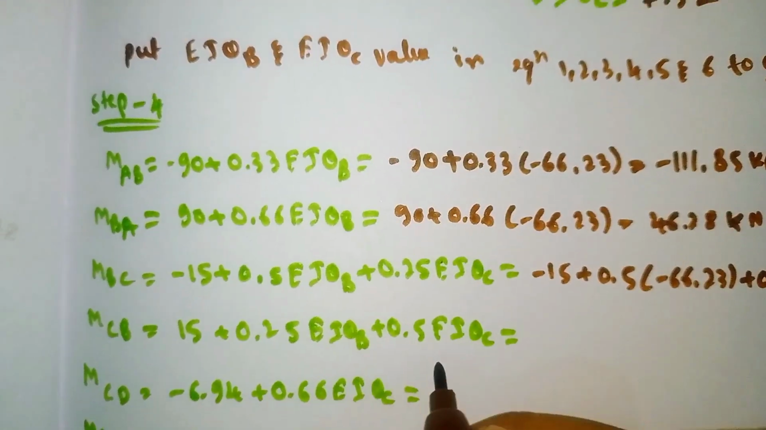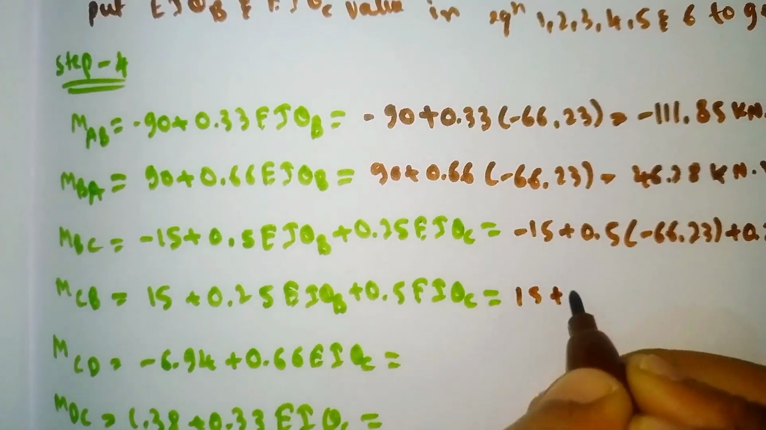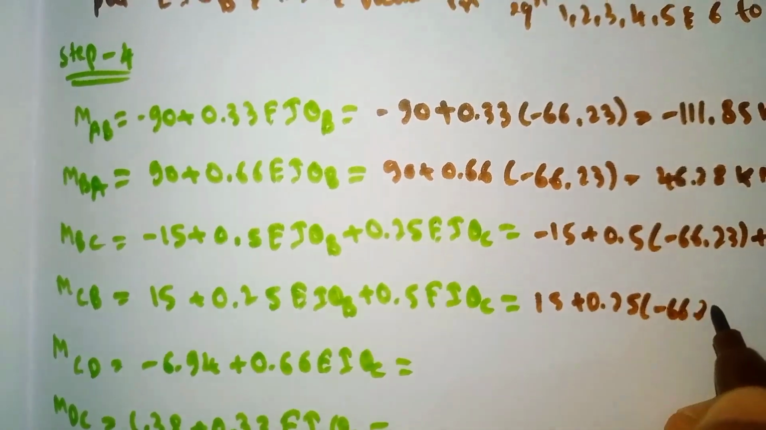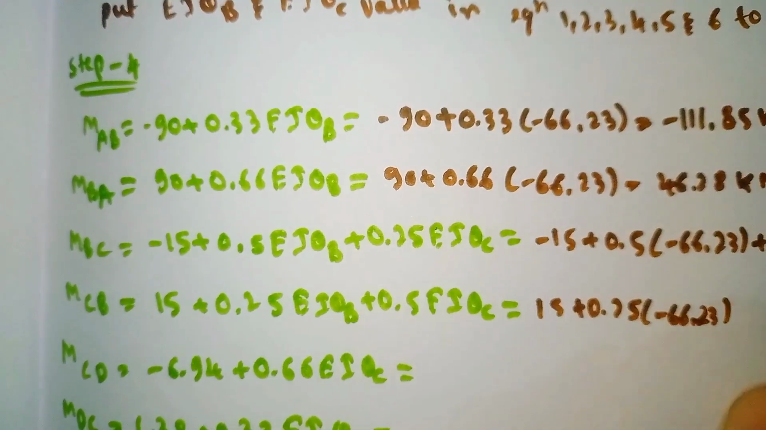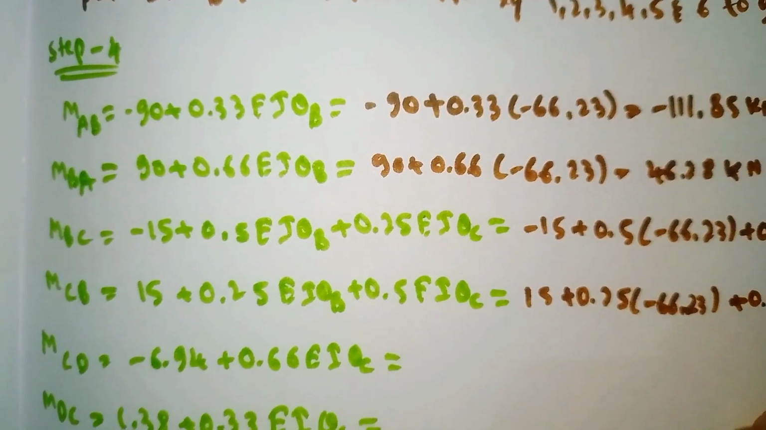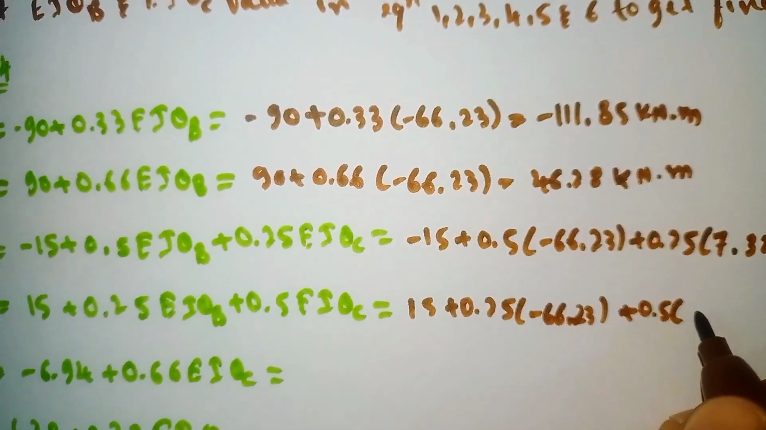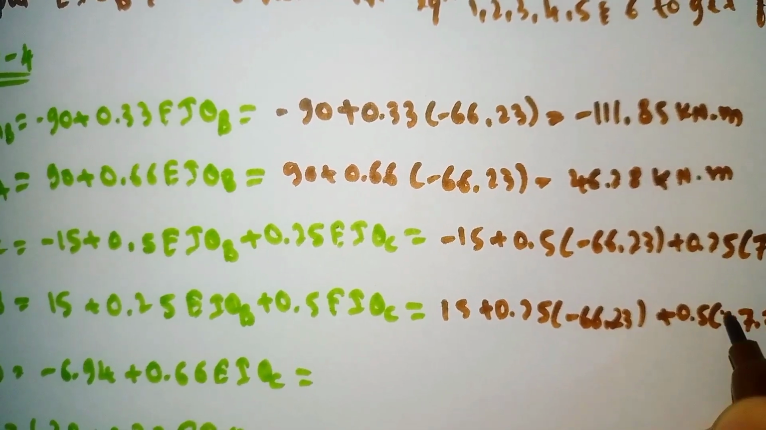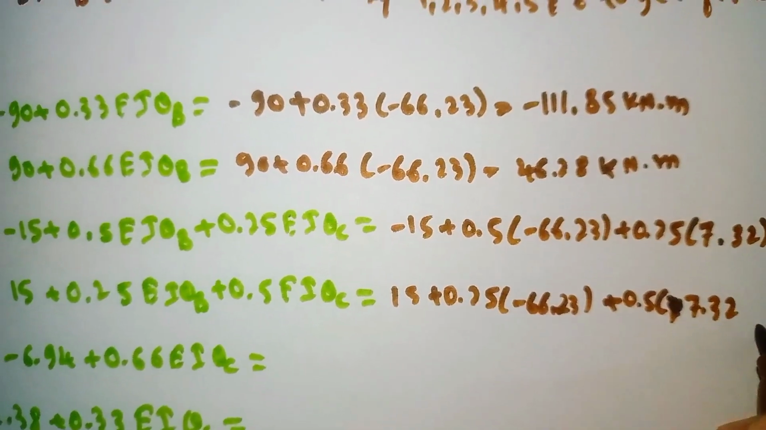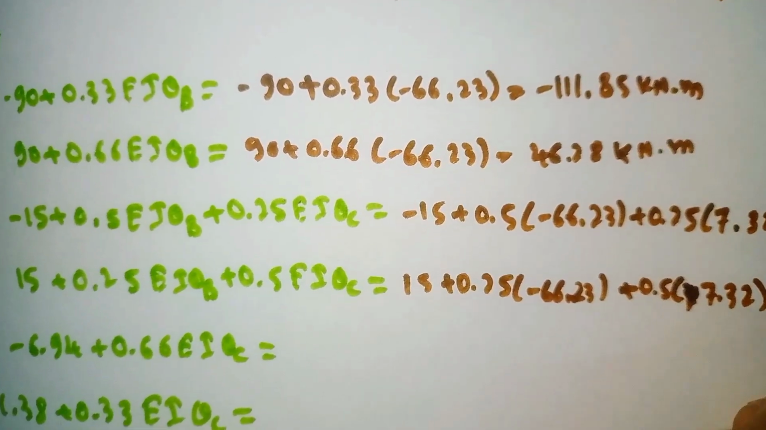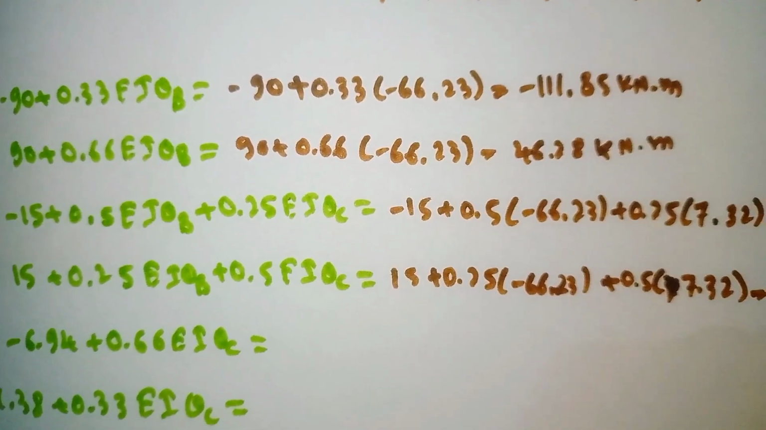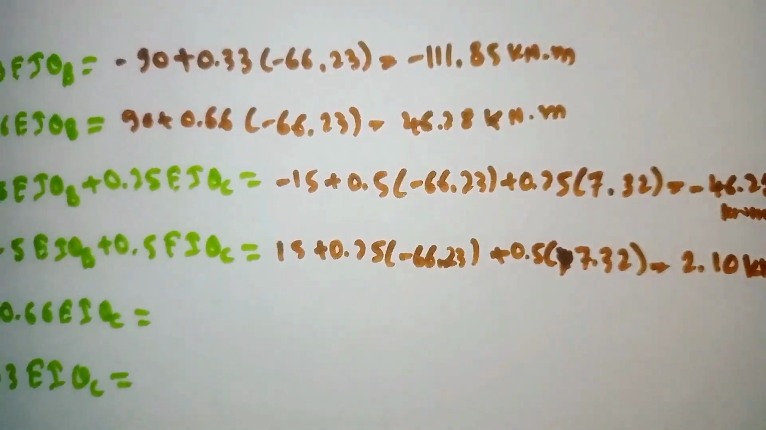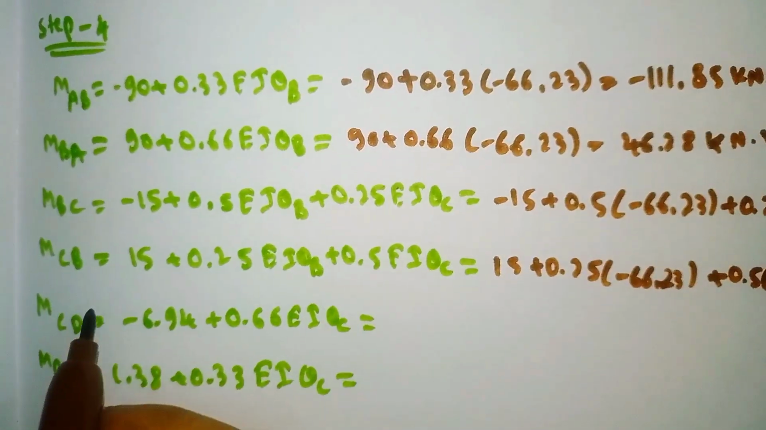For MCB, 15 plus 0.25 EI theta B, which is minus 66.23, plus 0.5 EI theta C, which is 7.32. So it will come out as 2.10 kilonewton meter. So this is for MCB.